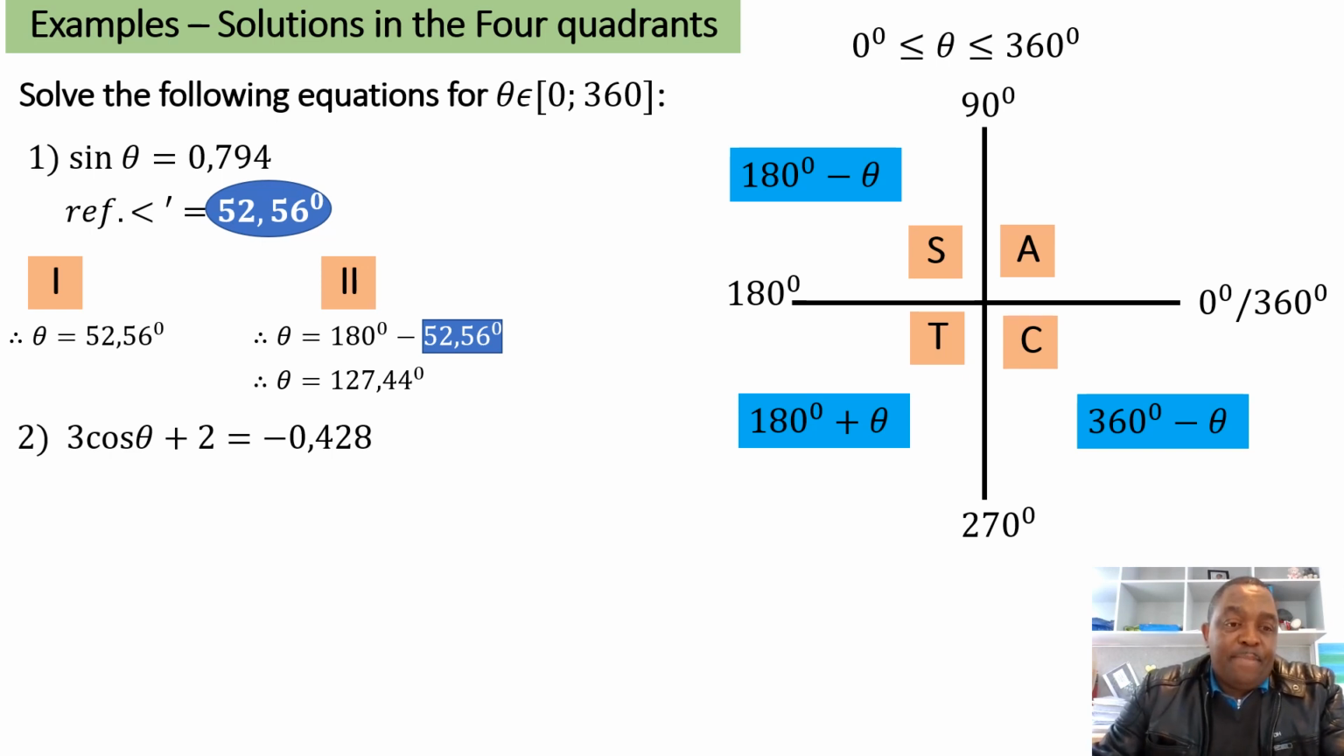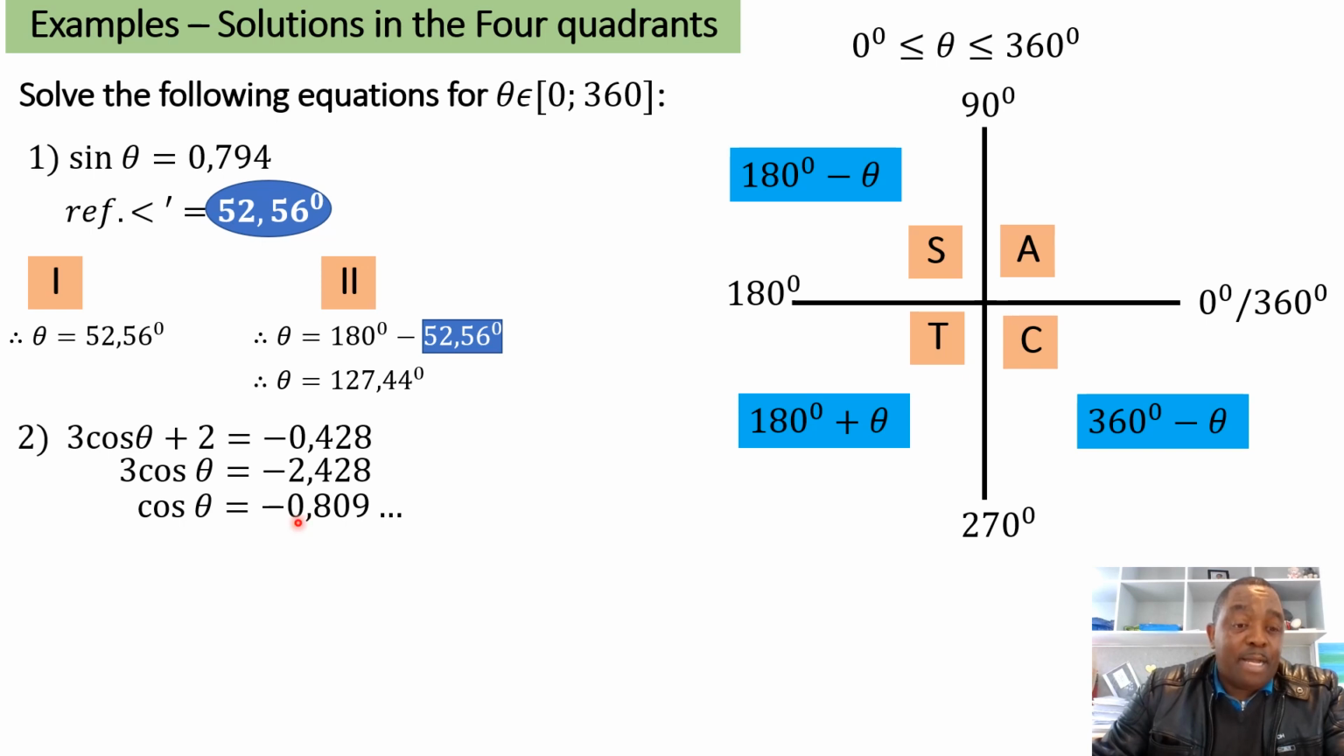All right, let's look at another one here. Obviously, it's not ready for the calculator, so we manipulate that and transpose positive 2 to negative 2, and we get negative 2.428 divided by 3. Now we are ready for the calculator. Now be warned, in this method that I'm using here, the negative is just telling me which quadrants I'm going to have to look at. When I punch my calculator, I'm going to use a positive value of 0.809 just to find the reference angle. So I'll go shift cos positive 0.809.